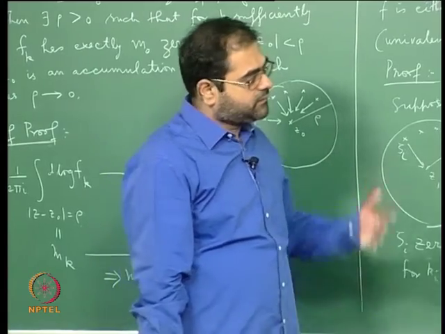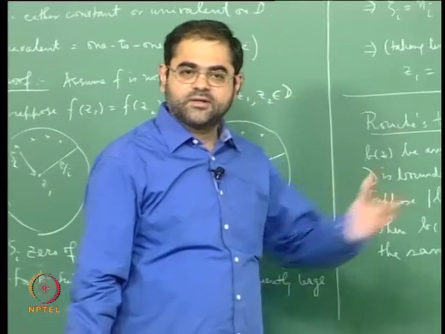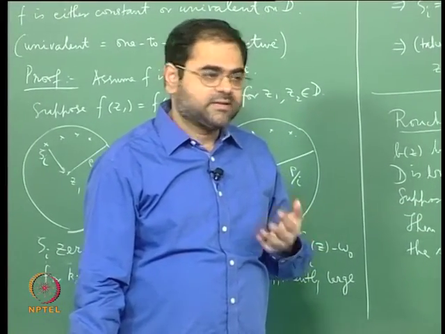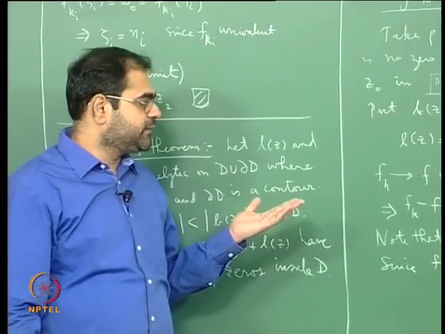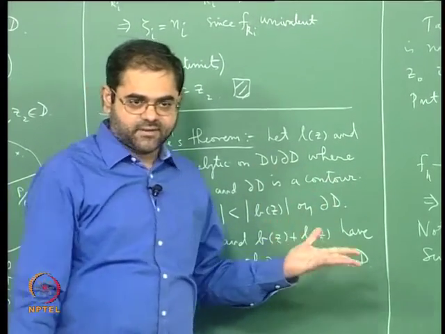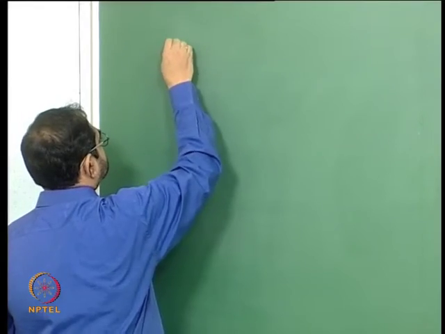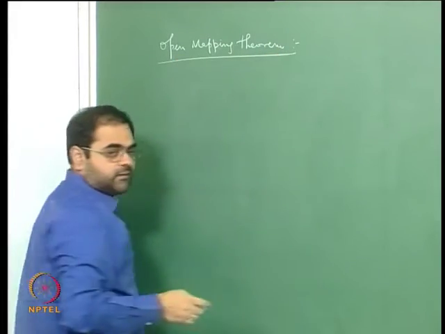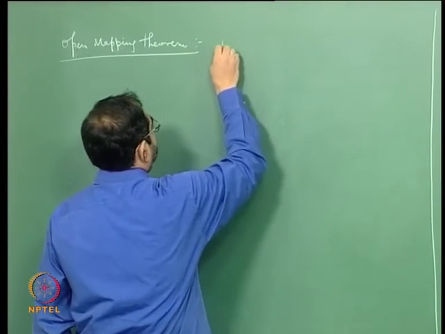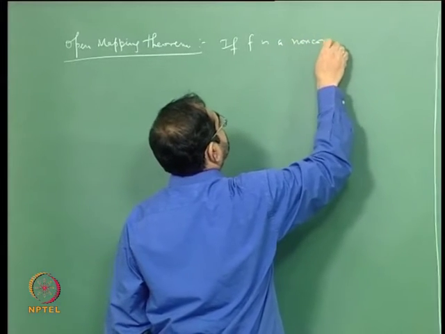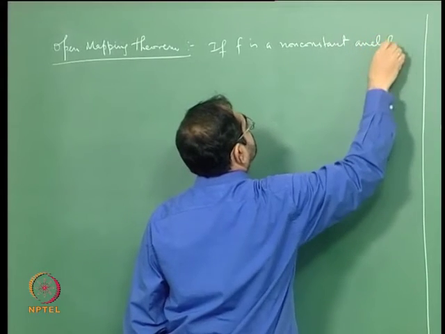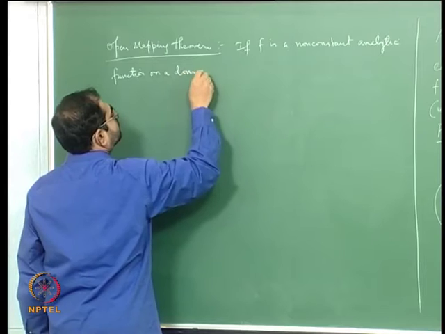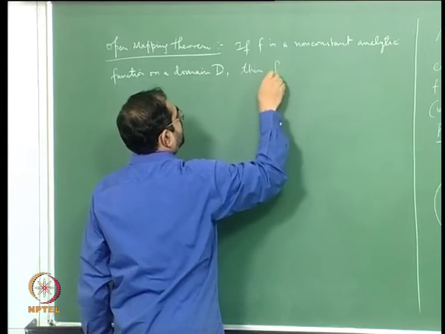It is a very deep theorem, but the point is that the proof of the theorem also involves ideas of this type. It is again about zeros of analytic functions, and it also literally involves the residue theorem in the form of the argument principle. So here is the open mapping theorem. It's a very deep, very important theorem. If f is a non-constant analytic function on a domain D, then f is an open map.